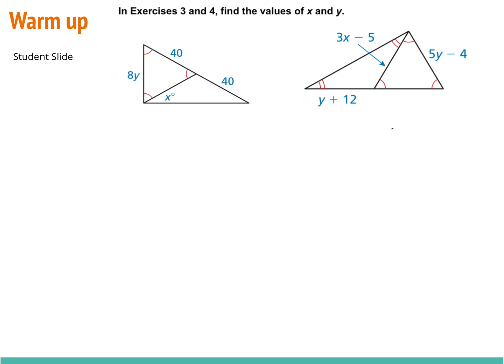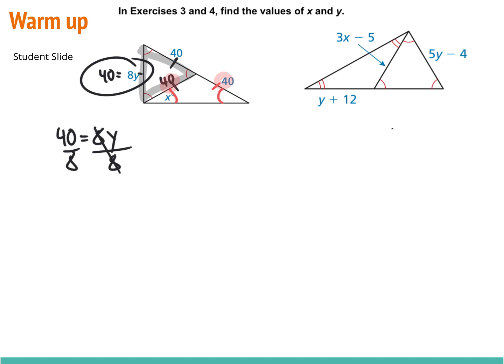Now, we realize that this triangle right here is an equilateral triangle, meaning all of its sides are congruent. All of these are equal to 40, and because this one and this one are equal to 40, that means that this triangle is an isosceles. So x and that other tick mark are congruent. We can say that, for example, this 40 equals 8y divided by 8. We get that y is equal to 5.